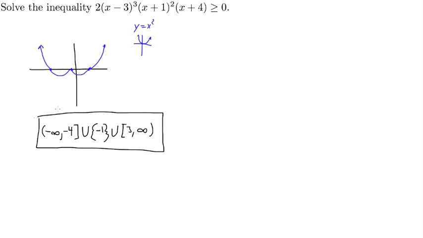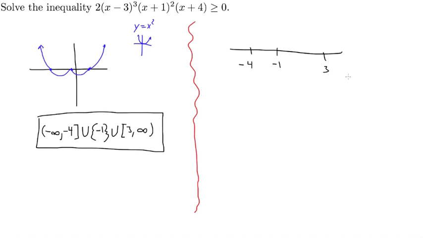Now, another way that you could have solved this, perfectly fine. In all honesty, you're doing the exact same work. Plot a number line instead. On this number line, put all of your zeros. So I'm going to put -4, -1, and 3. So there's -4, there's -1, and there's 3.